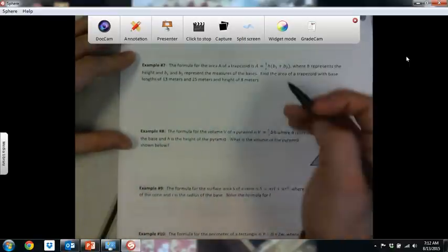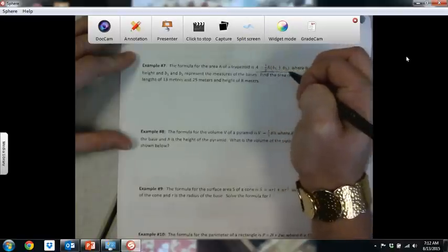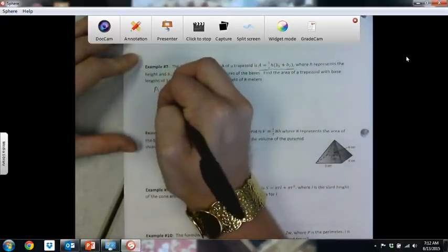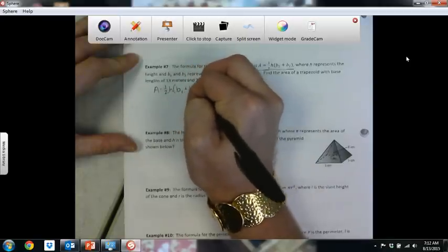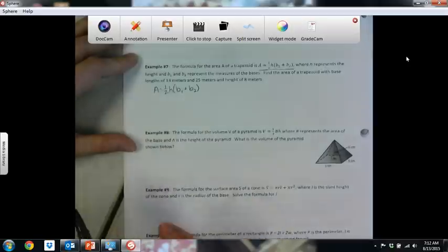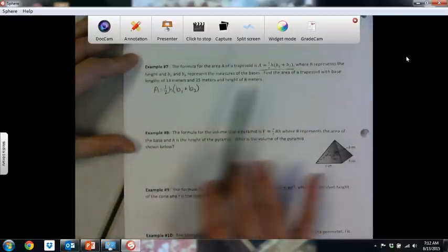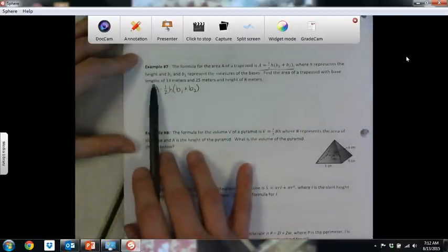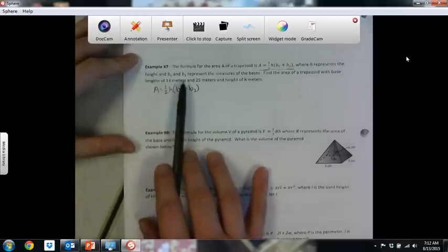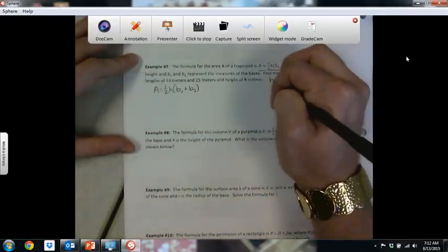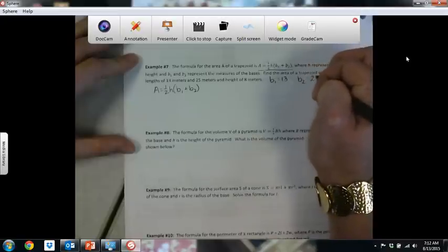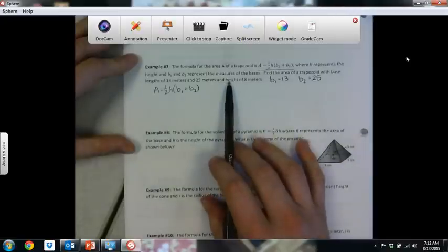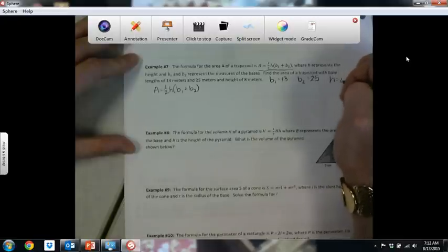So here I have this equation of A equals 1/2 the height times the sum of the bases, so base 1 plus base 2. So these little subscripts are just telling us that those are the 2 bases. They want us to find the area of the trapezoid, which is A. If the lengths of the bases are 13 and 25, which means that B1 can be 13 and B2 can be 25, and then the height is 8.